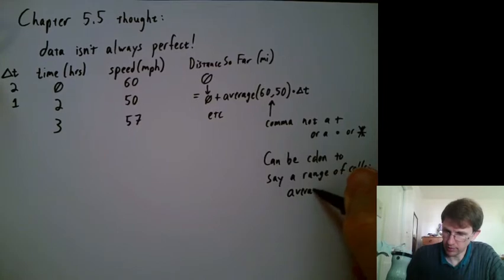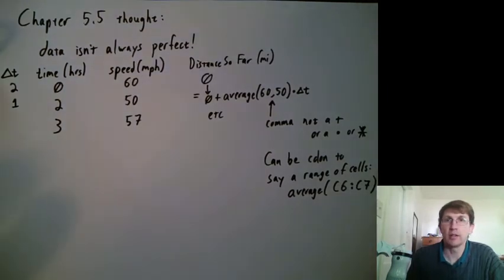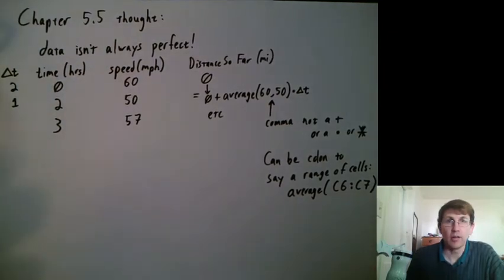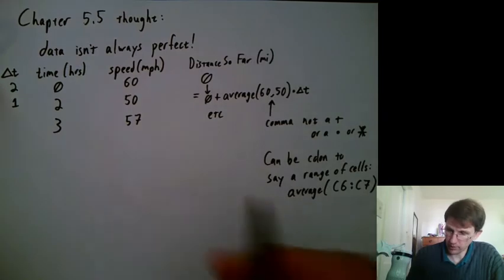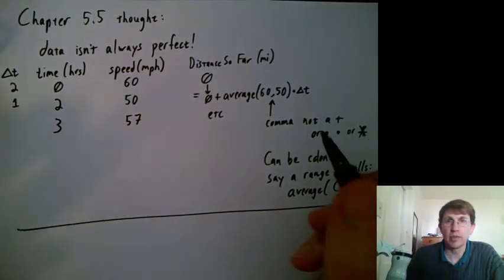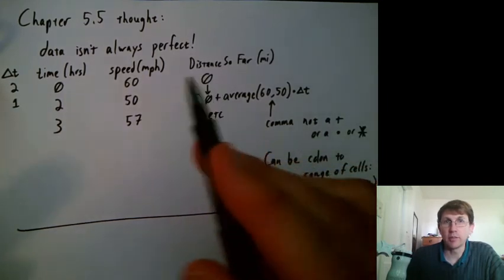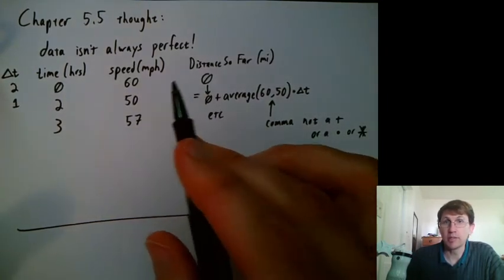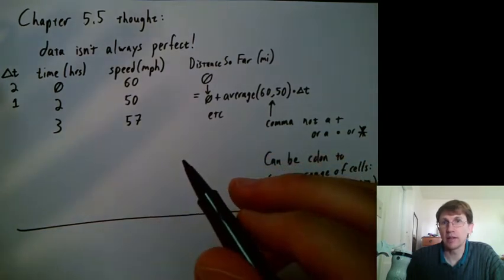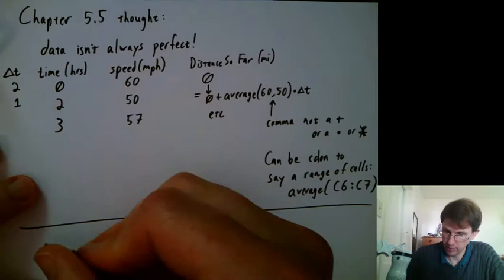Like average of C6 colon C7 would say take everything in that block of cells, add it up, divide by how many cells that is. All right, so anyway, that's a quick Excel tip, and that's fine. But now let's say we find out that the speedometer we've been using is miscalibrated. It's actually reading maybe 2.397 miles an hour too slow.